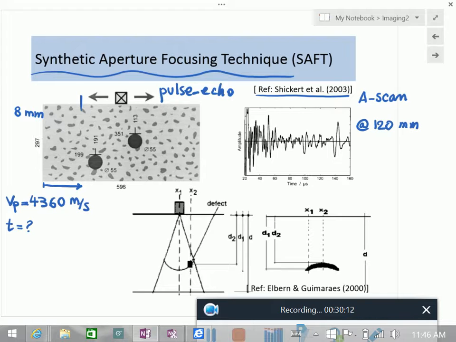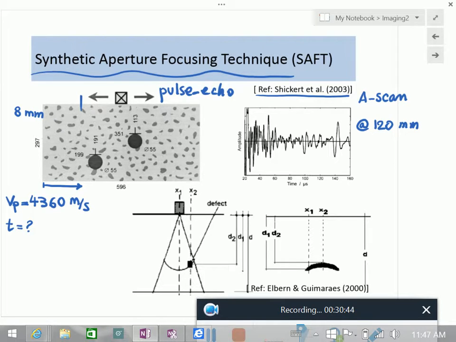8.8 times 8... 80? 8.8. So 80 microsecond. Yes. Okay. About 80, 90 microsecond. 87.6 actually. Where did you put the transducer? Exactly the top of that.